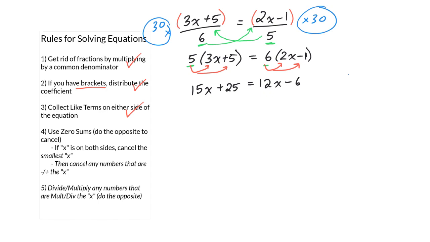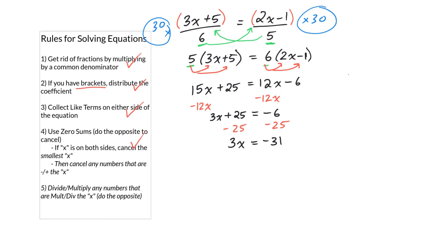I then go into zero sums. So I'm going to cancel the smallest x. In this case, it is the 12x. So subtracting 12x from both sides of the equation. I then need to get rid of that 25. So I'm going to subtract 25 from both sides. So step 4 is done.